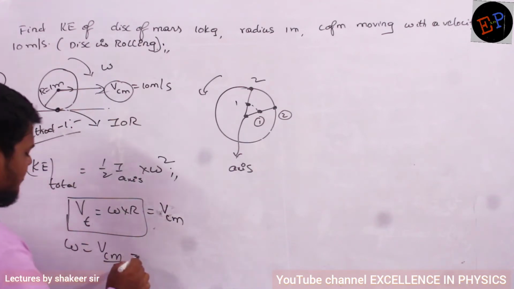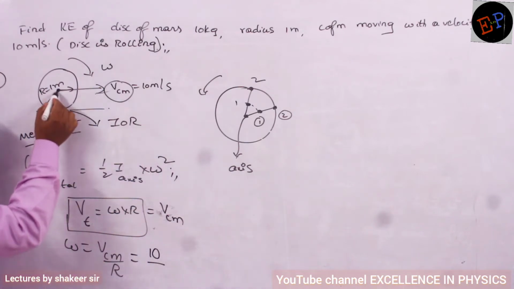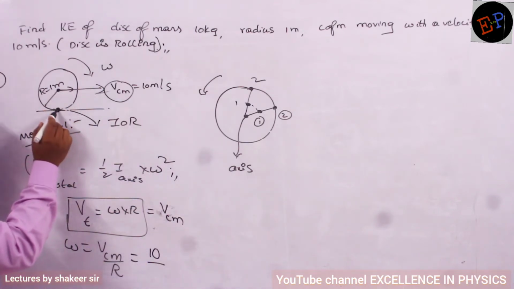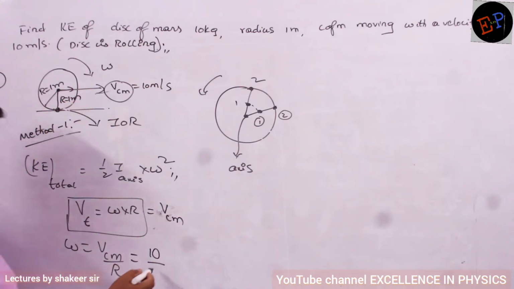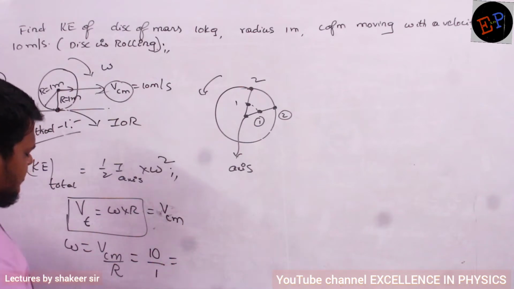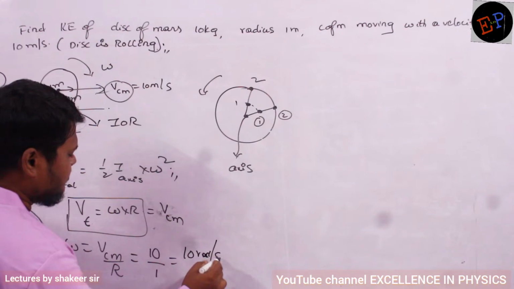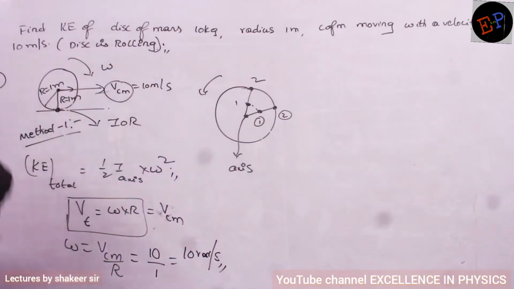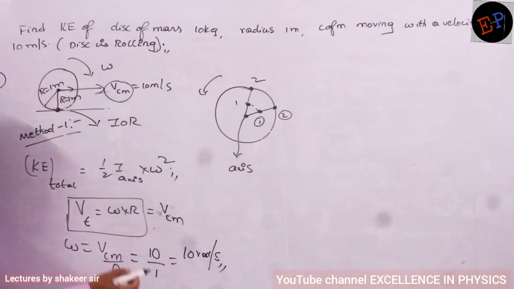What is the velocity of center of mass? 10. And what is this distance from the axis? This distance is nothing but the radius, 1 meter. So substitute 1 meter here. 10 by 1 is how much? It is 10 radians per second. So this is the angular velocity of this disk. Understood now how I calculated angular velocity? So this total disk is rotating with an angular velocity of 10 radians per second. Is it clear how I have calculated?